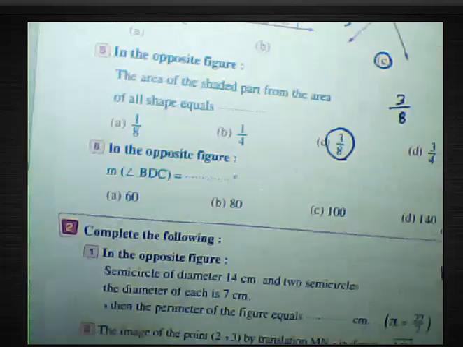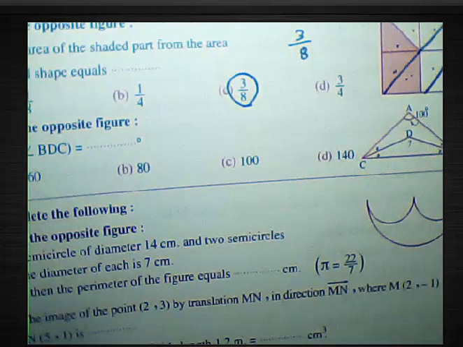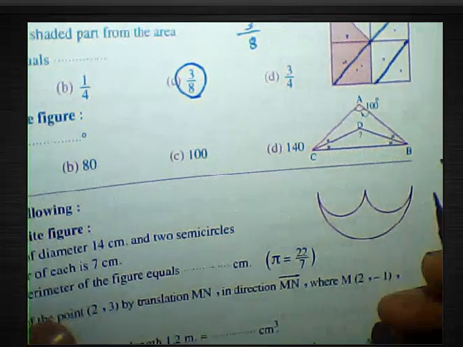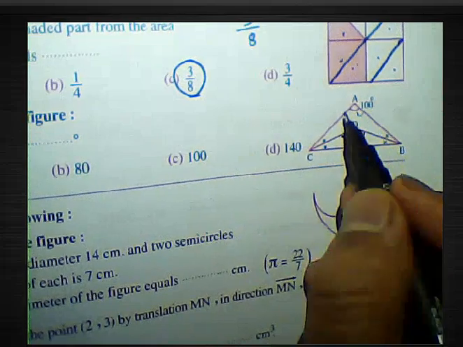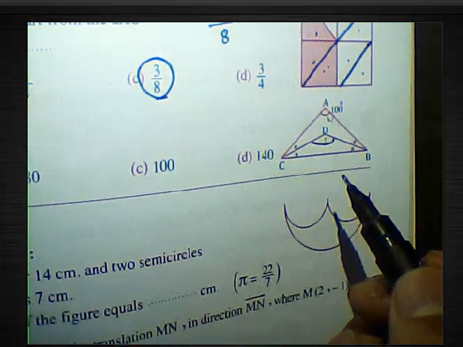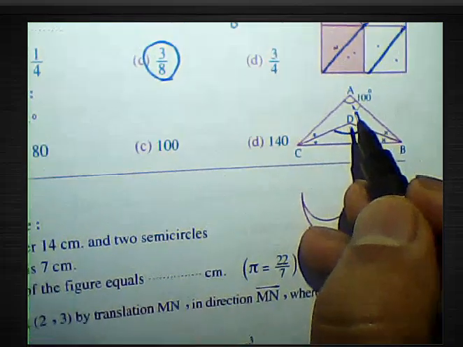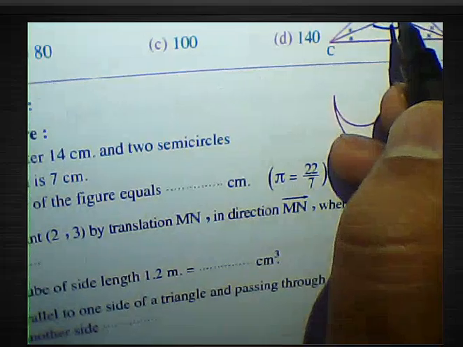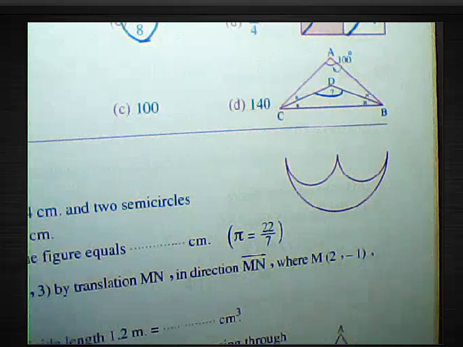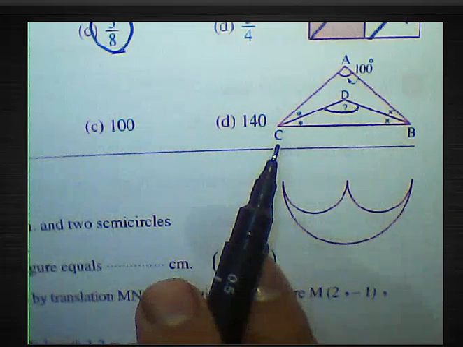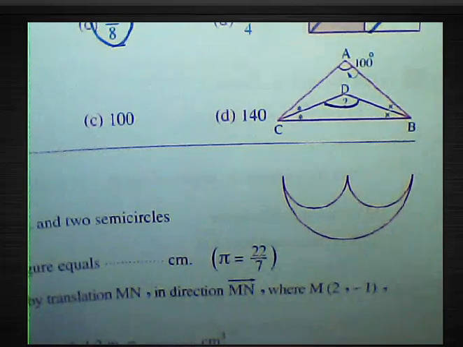Okay. In the opposite figure, find the measure of angle BDC. BDC, this angle. We know the sum of the interior angles of a triangle equals 180 degrees. Okay, and they give us the measure of the vertex here, 100 degrees. Okay, look at here. So the measure of angle C plus the measure of angle B equals 180 subtract 100 equals 80 degrees.